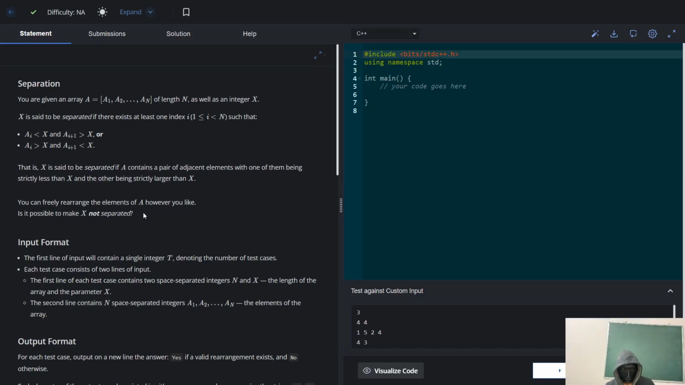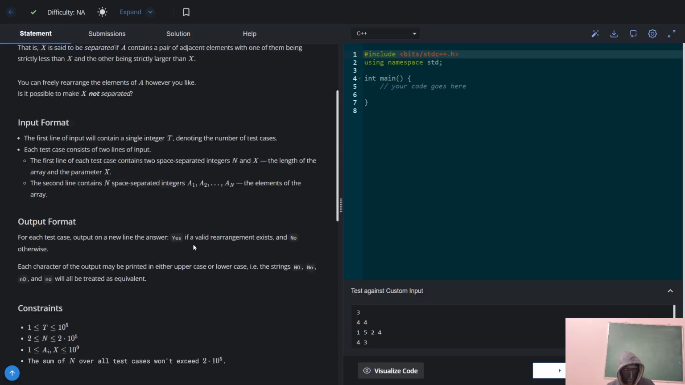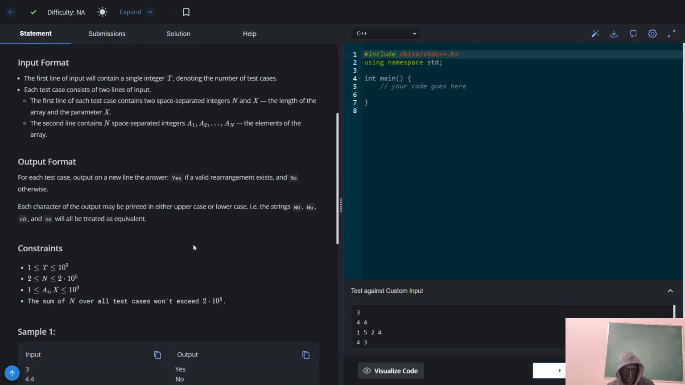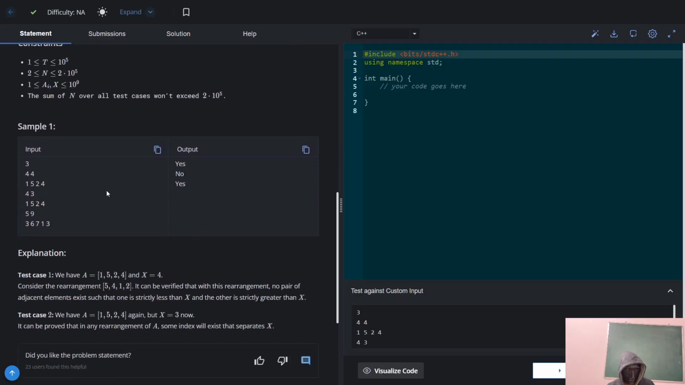Let's see the input format. They have given test cases, and for every test case we have two integers n and x. n is the length of the array and x is the separation parameter. In the second line of each test case we have n elements, and we are allowed to arrange the elements. Let's look into some examples. They've given three test cases.